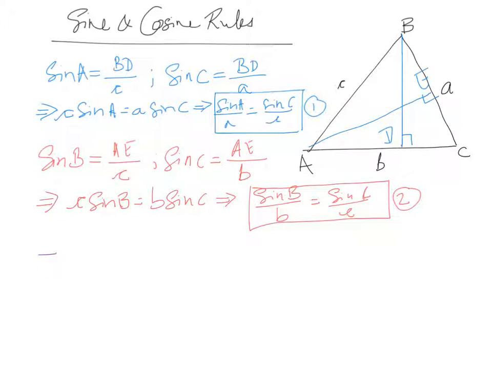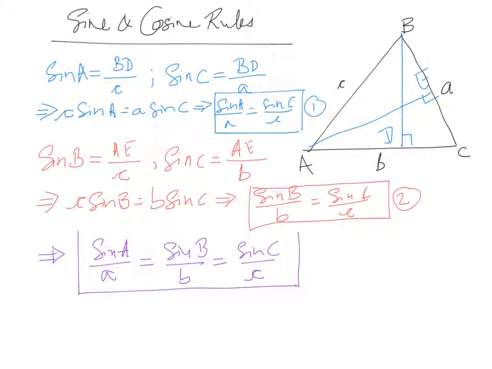Therefore, from the two equations 1 and 2, we obtain our sine rule, which says sin A divided by a equals sin B divided by b equals sin C divided by c. We must keep in mind that small a is the length of side that is opposite to angle A, small b is the length of side opposite to angle B, and small c is the length of side opposite to angle C in a triangle. And this is our sine rule.